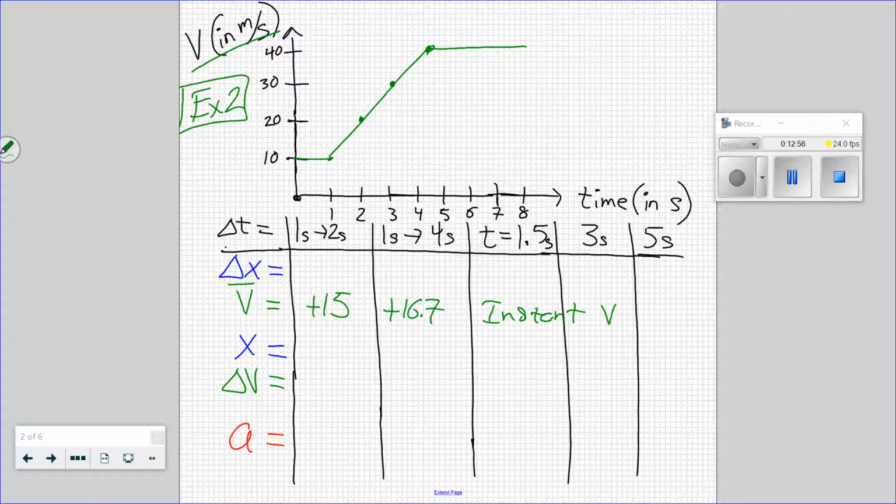Can I get the change in velocity? Sure, from 1 to 2, right? If there's no span of time, there's no change in velocity. Delta t equals 0. But if I do give the time span, from 1 to 2, I increase 10 meters per second. From 1 to 4, I increase 30.